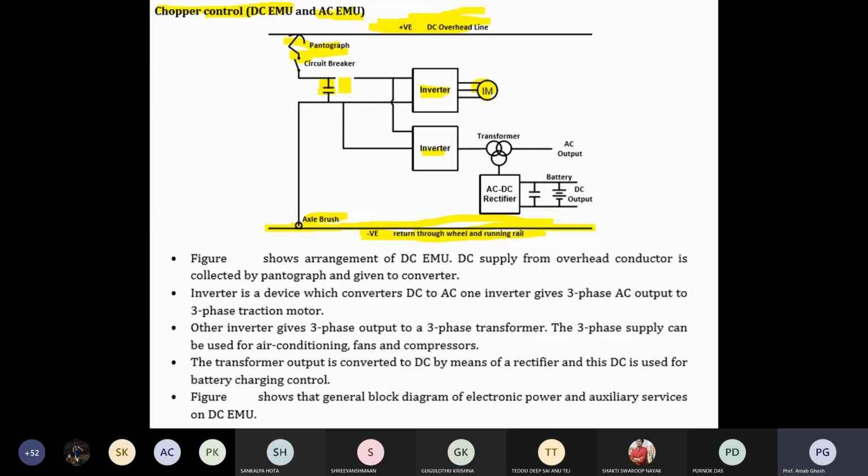Then battery banks are there, then the smoothing reactor is there. After the smoothing reactor you will get the DC value. That DC value is fed to the inverter, and that inverter converts the DC to three-phase AC. That three-phase AC is connected to the induction motor through the filter. Basically you know the output of the inverter from your power electronics class.